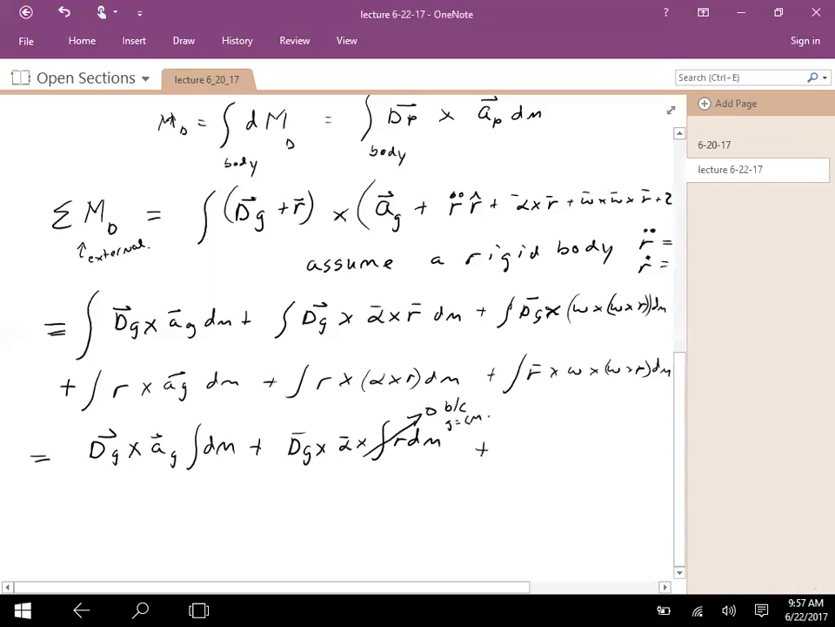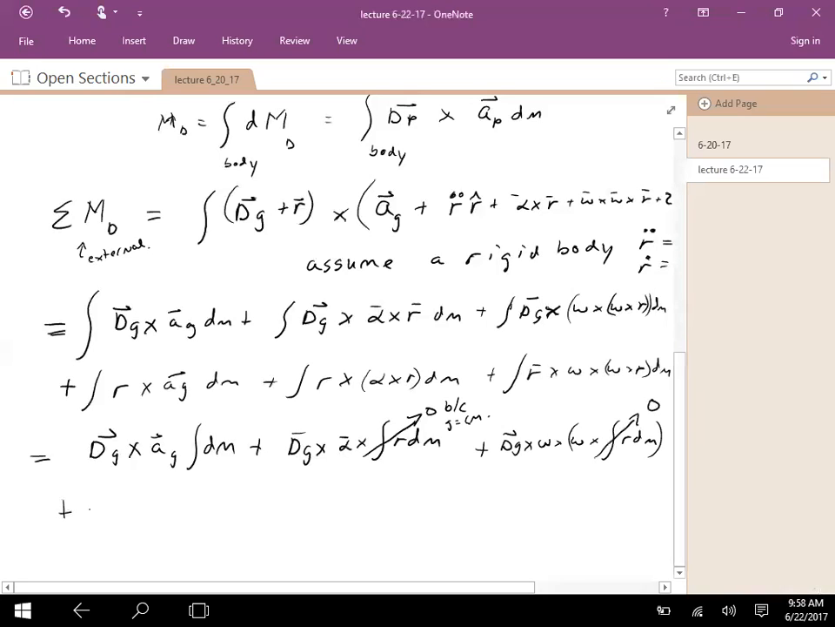All right, let's go to the next term. We're on a roll here. dg crossed with omega I can pull out, crossed with omega I can pull out, crossed with the integral of r dm, and my parentheses would be like that. Once again, the integral of r dm goes to 0, because by definition, and I'm pulling out these other things, they're constant for the rigid body.